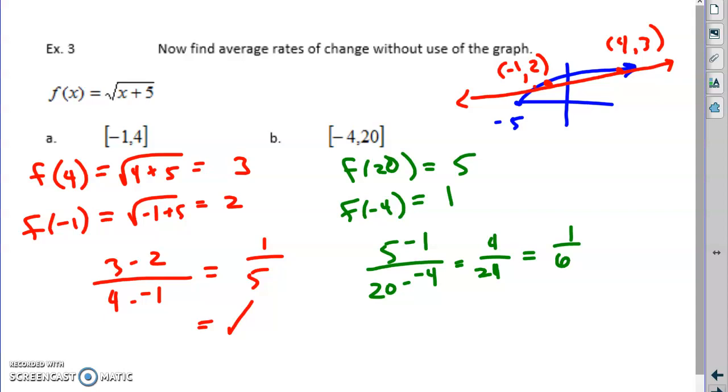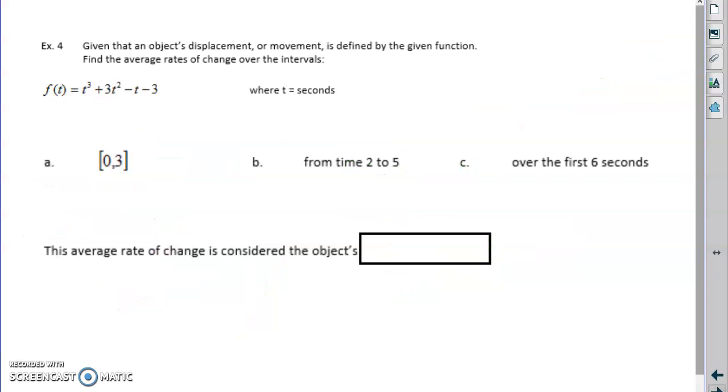Because of the shape of that radical graph, I would never expect to see a negative average rate of change, because that curve never goes down. It's never decreasing. Another cool thing to remember, the average rate of change is in relationship to the function increasing or decreasing from that interval. All right, let's keep moving.